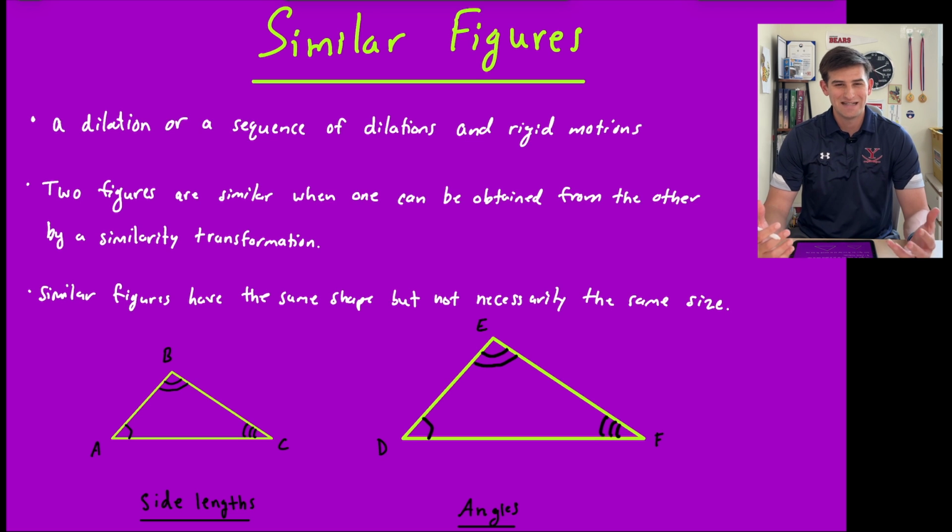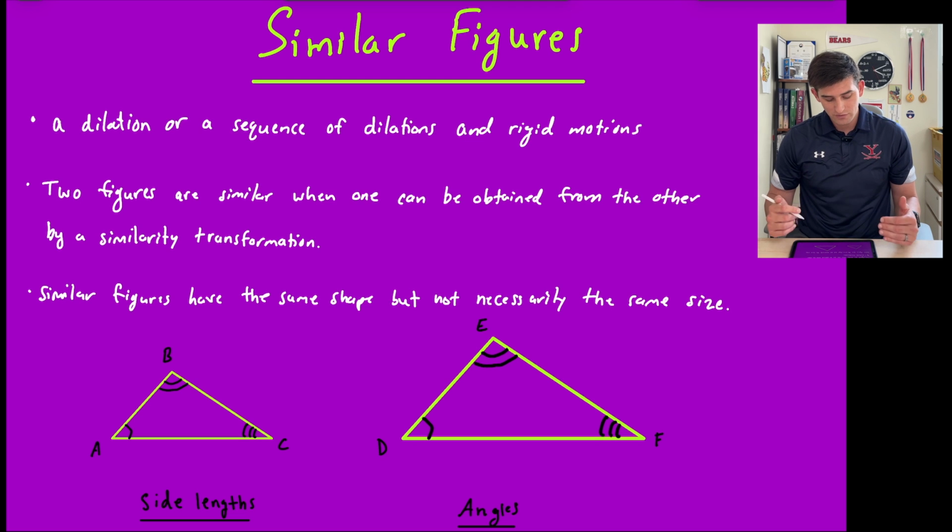Because remember, we've talked about a dilation before. A dilation is when we are changing the size of the shape, right? The shape itself is not changing. If we started with a triangle, we're still going to have a triangle, but maybe we enlarged the original shape, or maybe we reduced the size of the original shape.